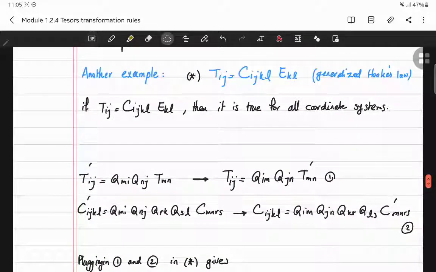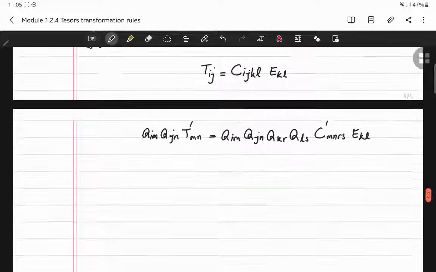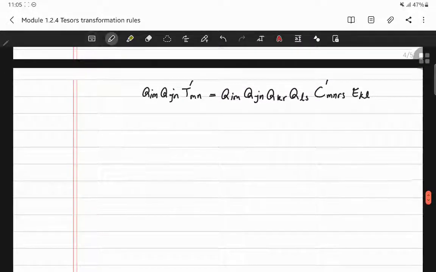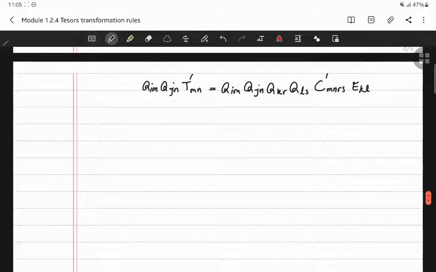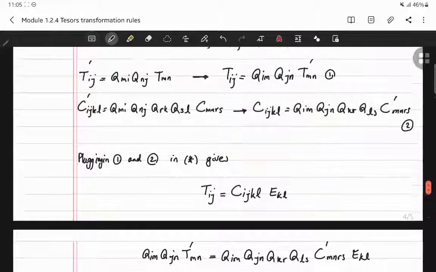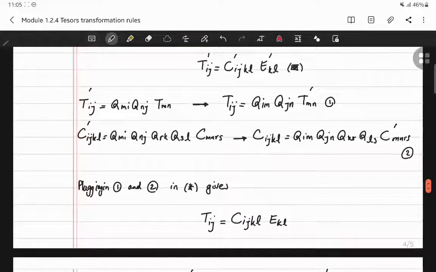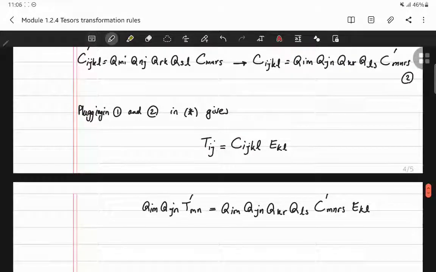Perfect. So I can write T prime ij is equal to C prime ijkl E prime kl. Good. I call this, again, the black square. So I can write from the black square by changing the indices, because I want to change it to T prime mn.